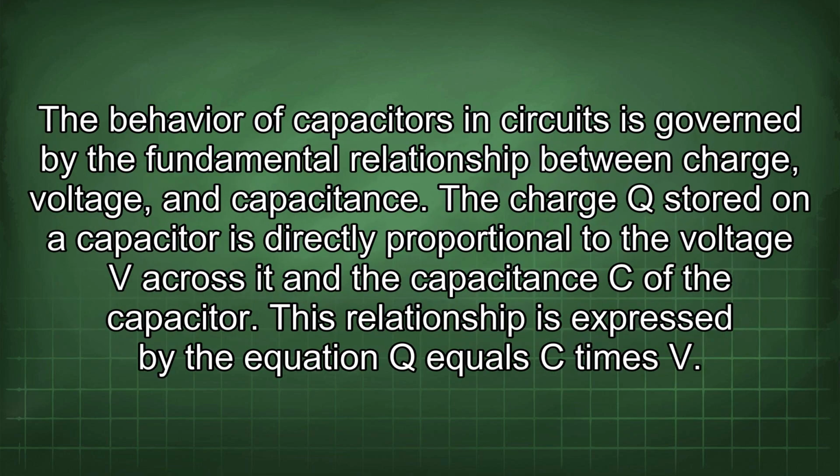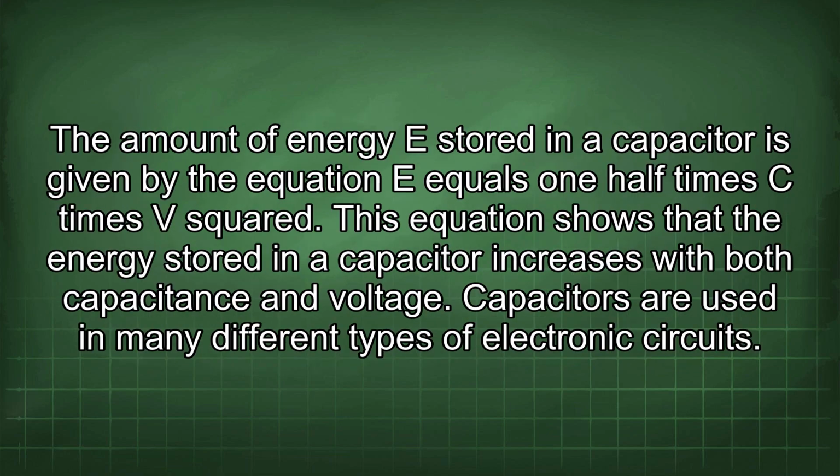The behavior of capacitors in circuits is governed by the fundamental relationship between charge, voltage, and capacitance. The charge Q stored on a capacitor is directly proportional to the voltage V across it and the capacitance C of the capacitor. This relationship is expressed by the equation Q equals C times V. The amount of energy E stored in a capacitor is given by the equation E equals 1/2 times C times V squared. This equation shows that the energy stored in a capacitor increases with both capacitance and voltage.